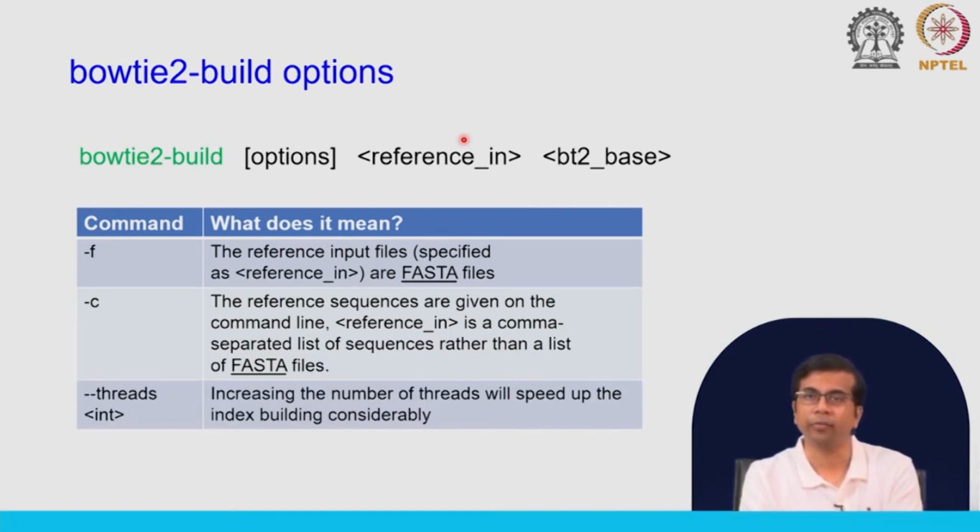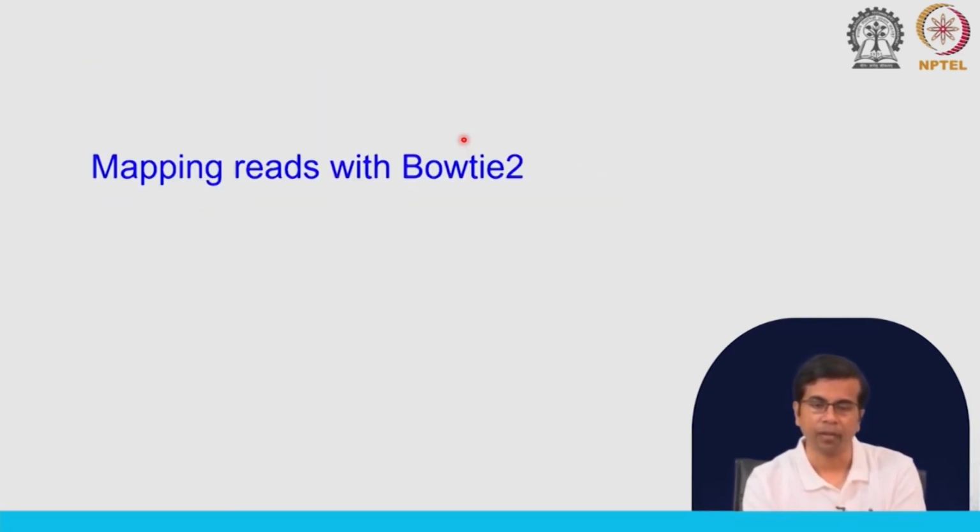There are other options. For example, you can use --threads followed by a number. This int means there should be an integer, so you will say, for example, --threads 4. It parallelizes the process, so it will actually speed up the index building process. This is something to do with the computer system. Once you have built the indexes, you can then go ahead and map reads with Bowtie2.